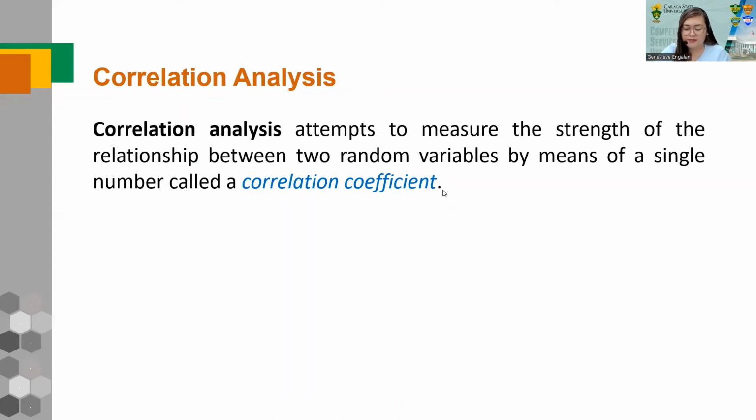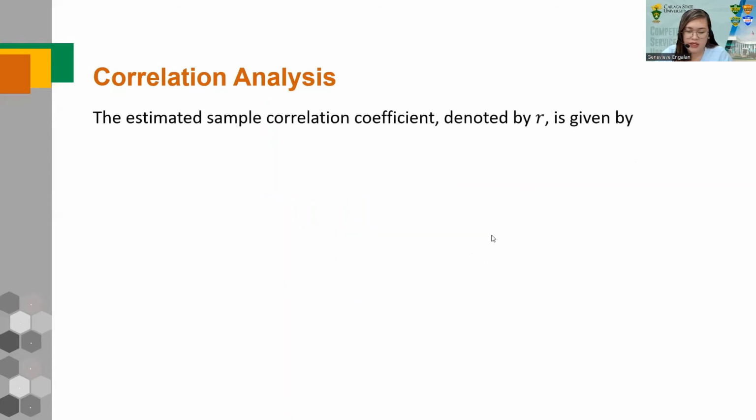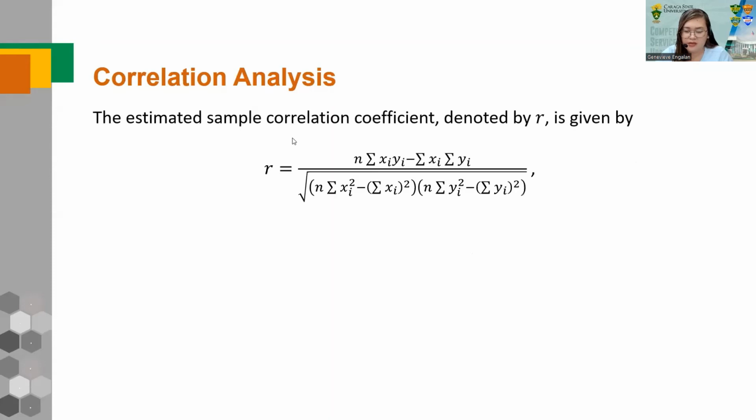So, I think familiar na kamo aning correlation coefficient. So we have the Pearson correlation coefficient rho, which measures the strength of the relationship between two variables, x and y, which can be estimated by the sample correlation coefficient denoted by R. So kining R mao na siya ang atong i-compute. So kanang R, the sample correlation coefficient R is given by this equation.